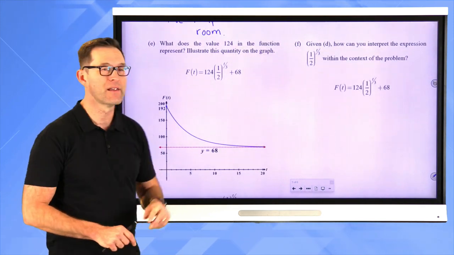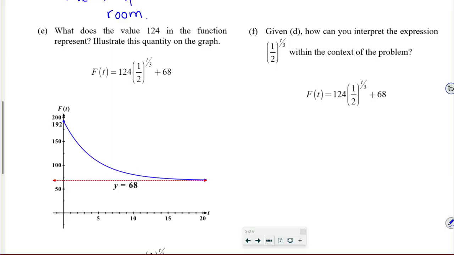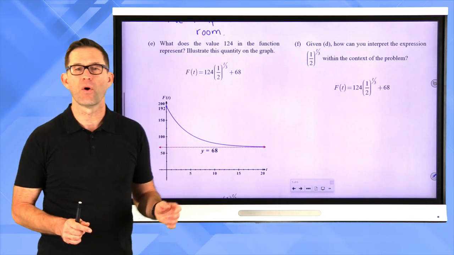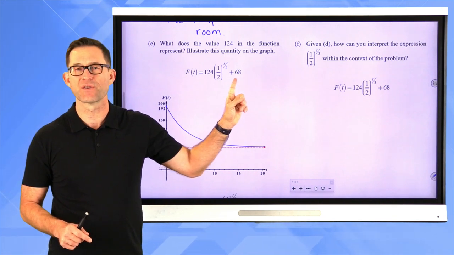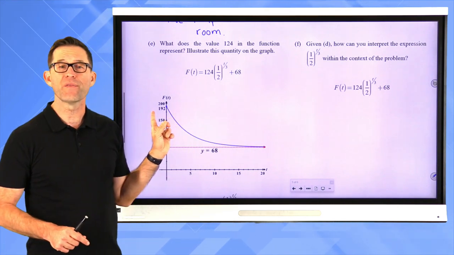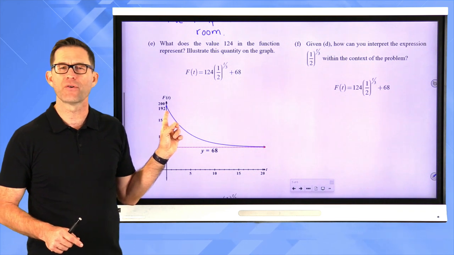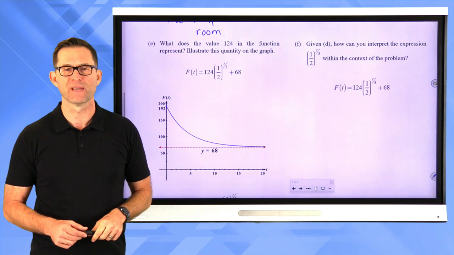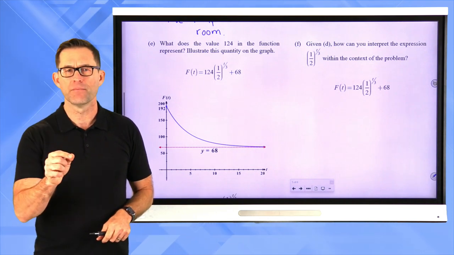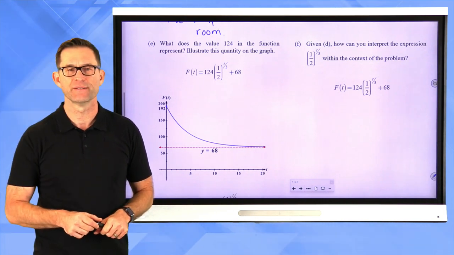Okay, let's take a look at letter E. What does the value 124 in the function represent? Illustrate this quantity on the graph. Now this might be the most challenging thing of all, right? We now know that the 68 represents the room temperature. We know that the temperature at the beginning was 192, but what does that 124 represent? See if you can figure that out by pausing the video and considering.